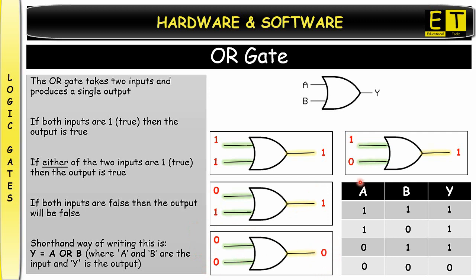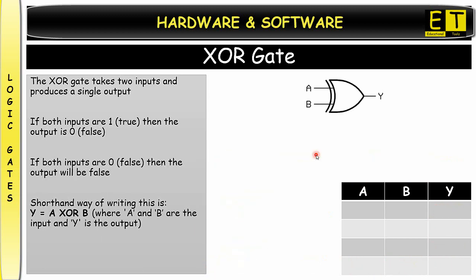The truth table for the OR gate will look like this. A and B are all the different combinations of inputs, and Y is showing the output. As you can see from the table, the only time the output is 0 is when input A and B are 0.